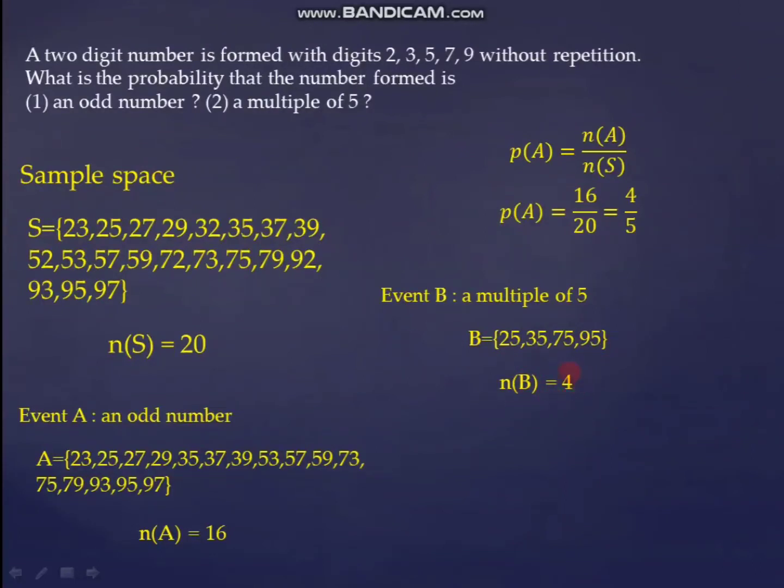We can find the probability of this event by P of B is equal to n of B divided by n of S. N of B is 4 here and n of S is 20. So we'll replace this by 4 divided by 20, and if we simplify we get 1 by 5. So 1 by 5 is the probability that the number formed is a multiple of 5.